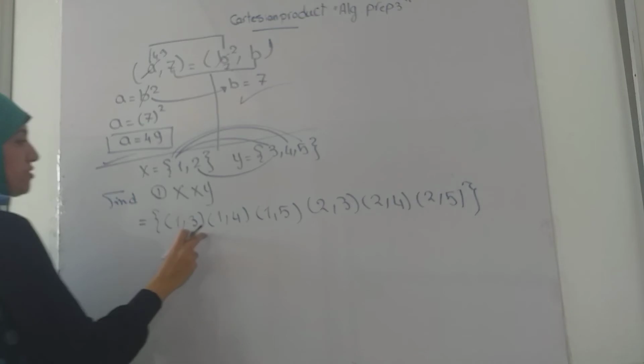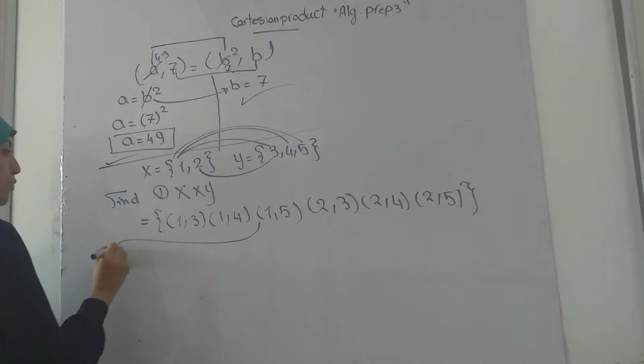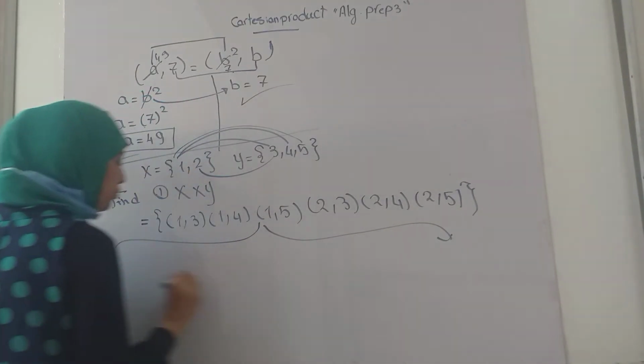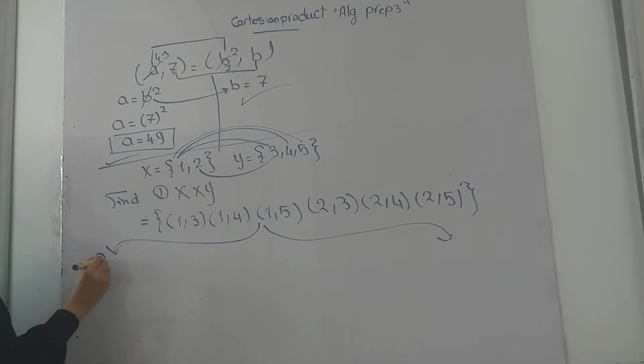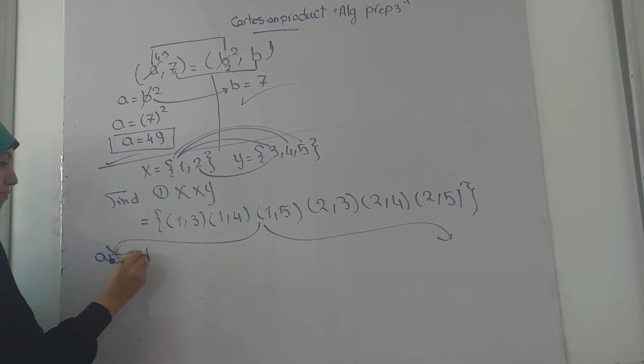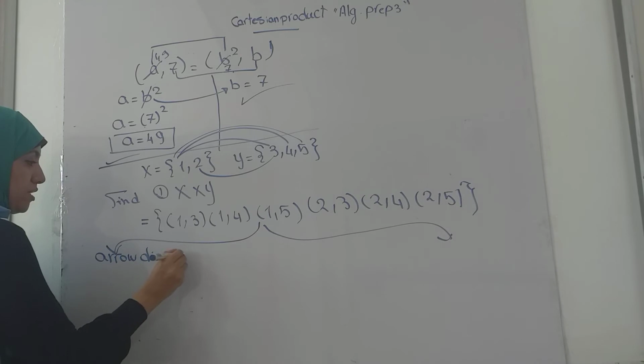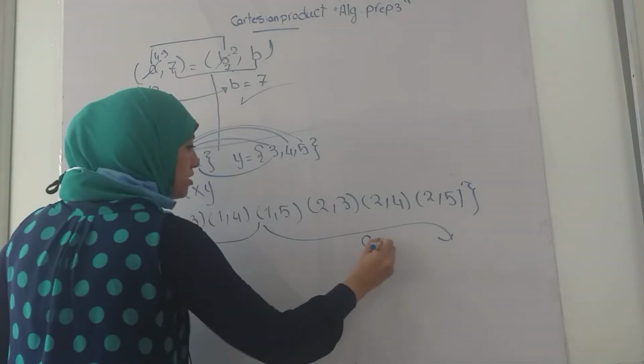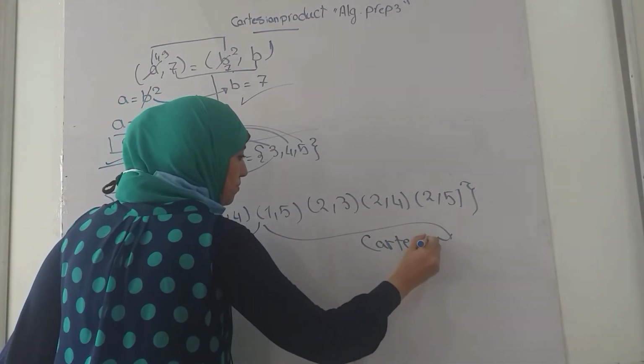We can represent this Cartesian product in two ways. What are the two ways? The first way is called the arrow diagram, and the second way is called the Cartesian diagram.